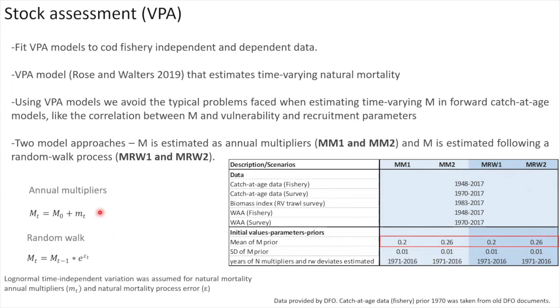So these are the equations that I use to estimate time-varying M. I assume lognormal variation for the annual multipliers. Here in M_t is the process error of the random walks.